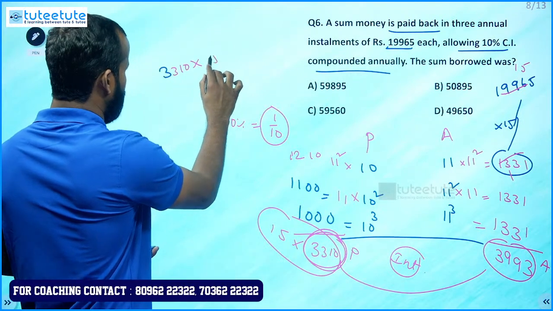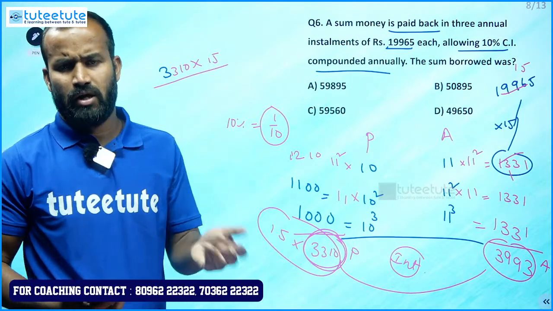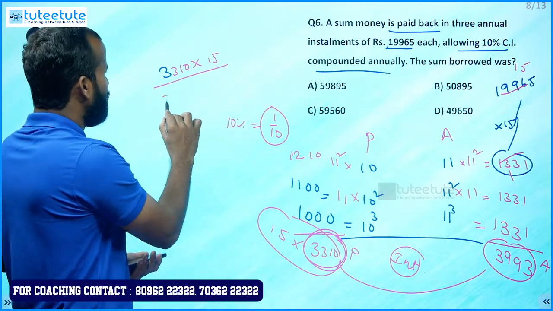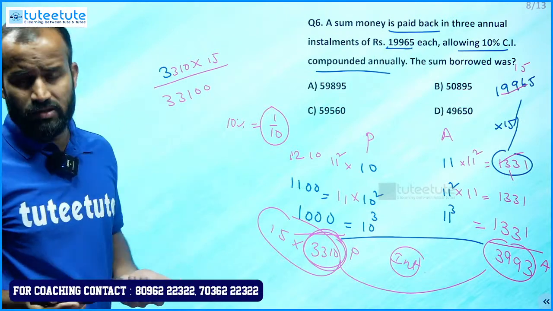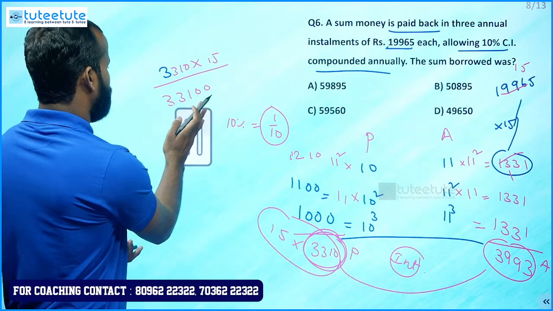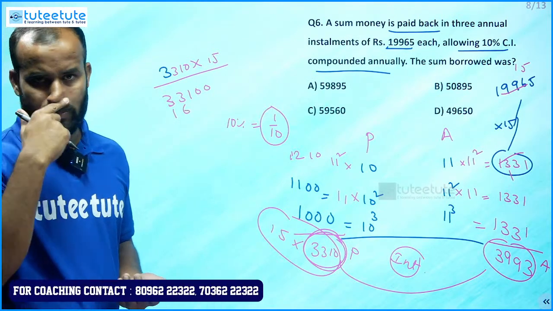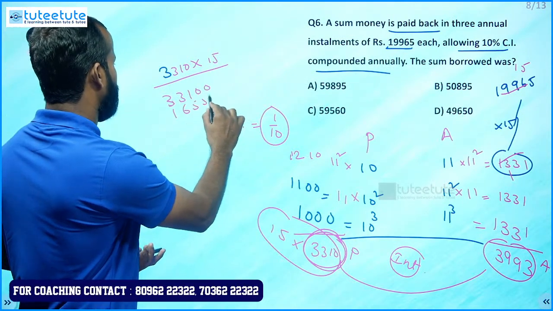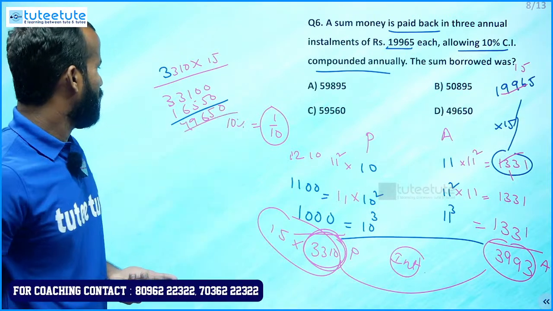3310 into 15. So you can do 10 times. Again you can multiply half, like 5 times. 10 times, like split and multiply. 10 times means 33100. 5 times means half of this, 16550. If you add everything, 5, 6, 9, 4. So this will be the answer.